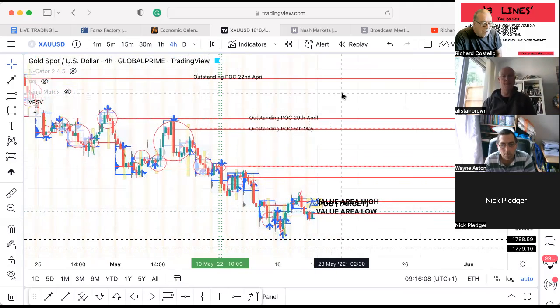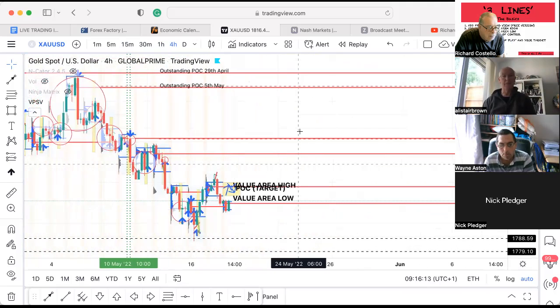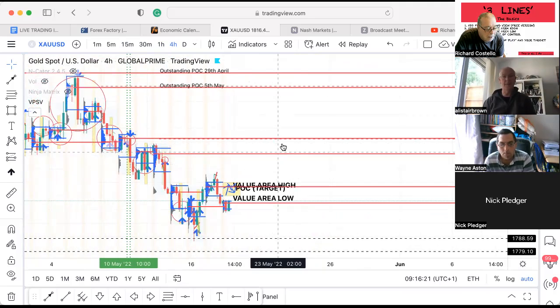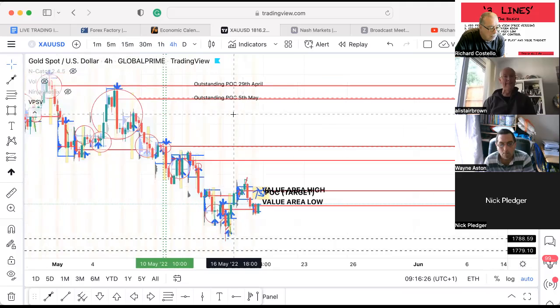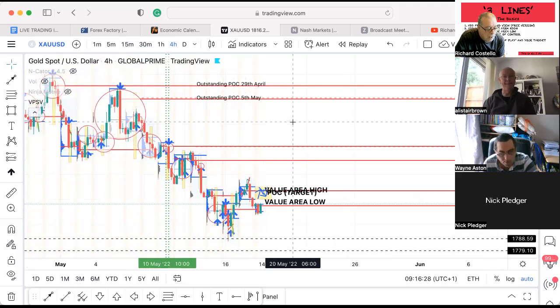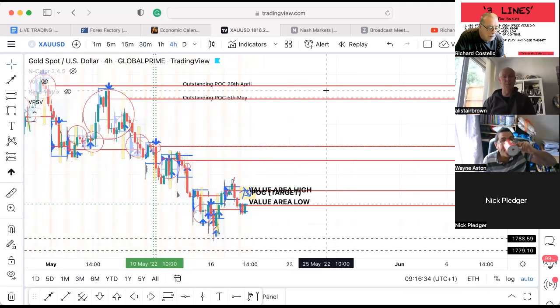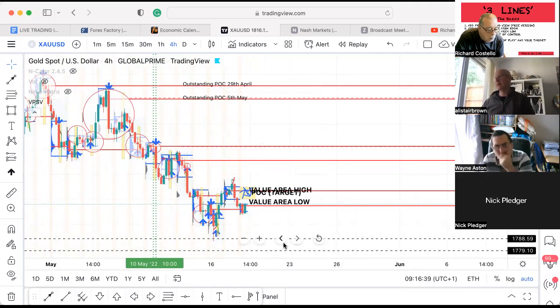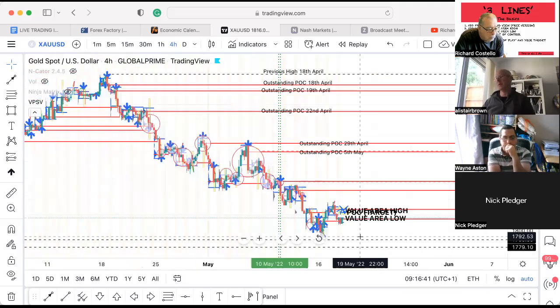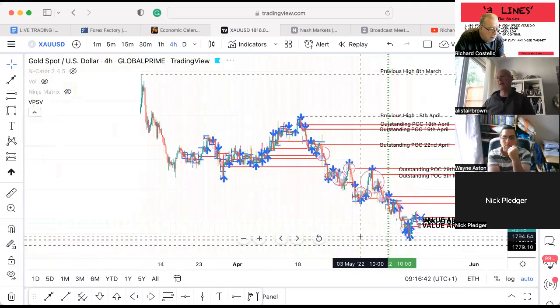But this is how I set my charts up, and I keep these points on my chart for future reference. There's a couple of outstanding POCs here which I haven't labelled, which I need to label, because otherwise you lose sight of where they came from. It's not critical, but I find it helpful. And as you can see, all the outstanding POCs are above the current value area, and below all you've got is previous swing lows.